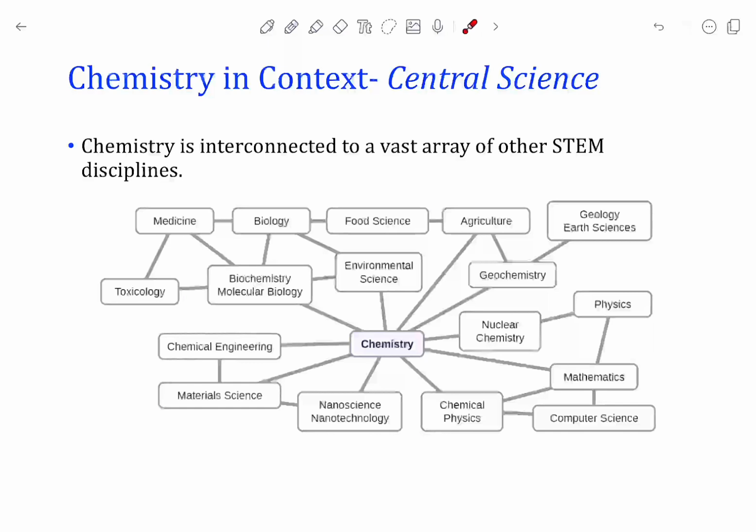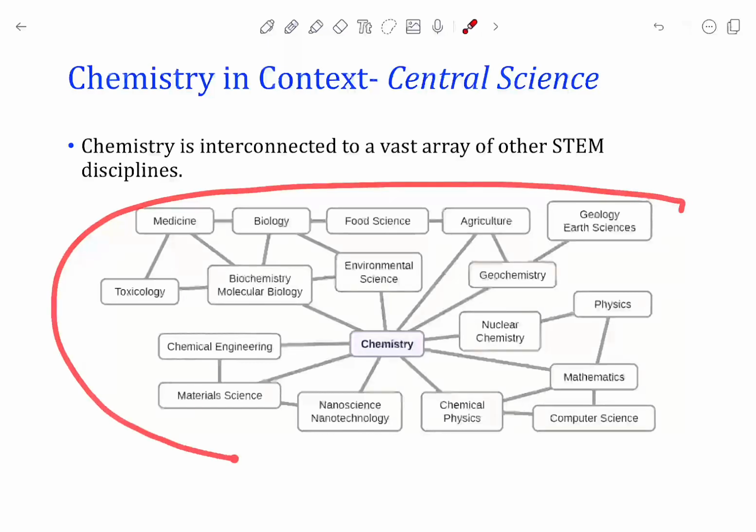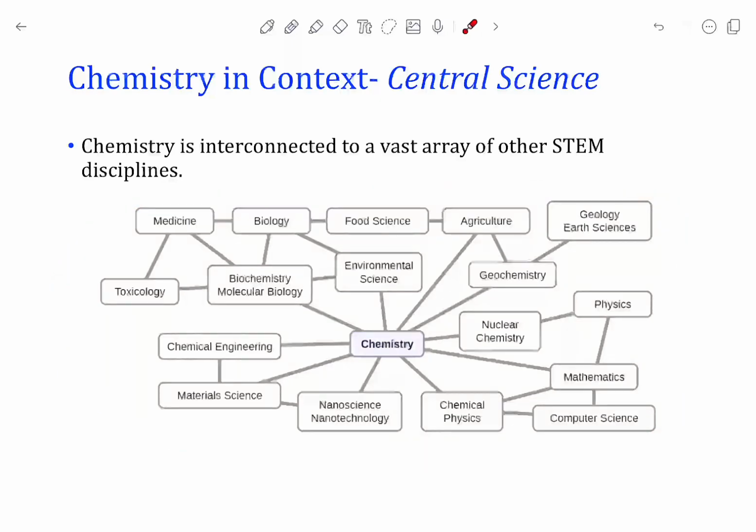Chemistry is interconnected to many different STEM disciplines. At Western, it is required by 38 majors on our campus to take General Chemistry 1. So here I have a little web of how chemistry relates to all of the STEM disciplines, and this is only showing some, not all of them. But I bet if you look at this web of connection, you will find your major or what you want to do when you graduate college, because chemistry relates to everything. Chemistry relates to so many things in our life.